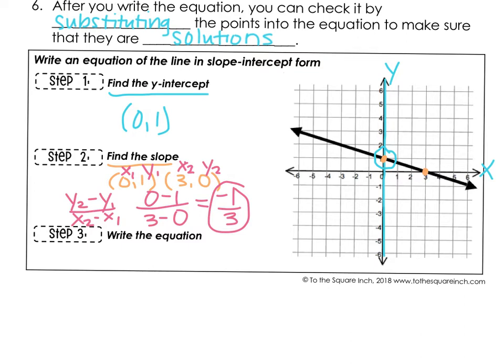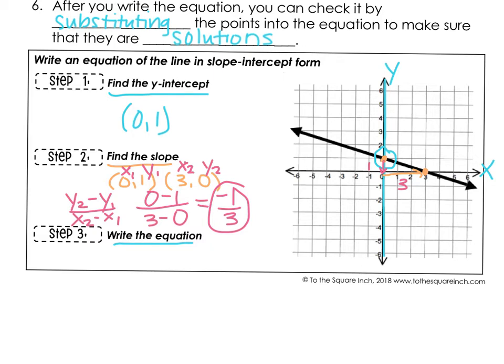I can also use this graph and just count. I go down 1 and I run 1, 2, 3. So we got negative 1/3 using the formula and counting on the graph because we have 1, 3, and it's a negative line. So now with step 3, we are going to write the equation.